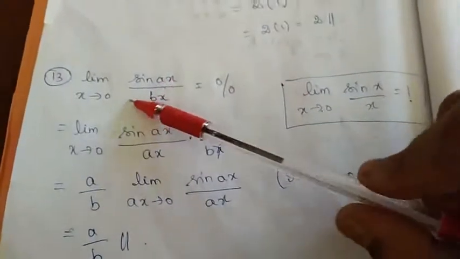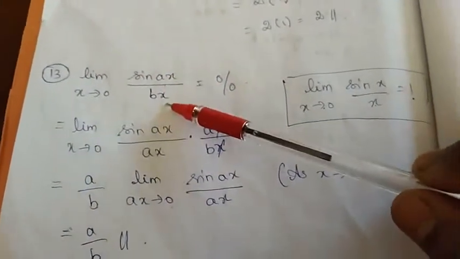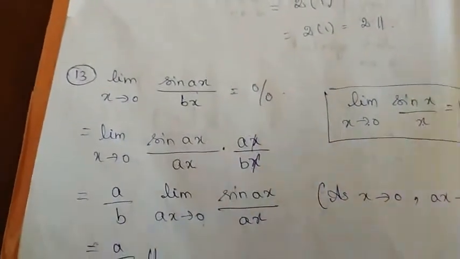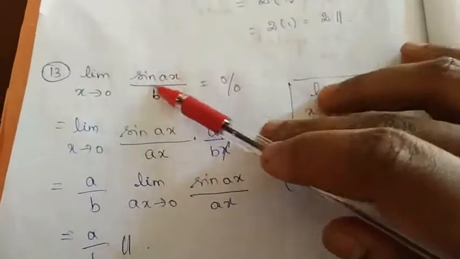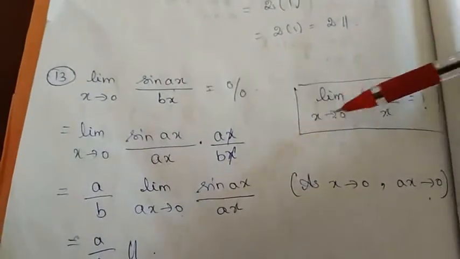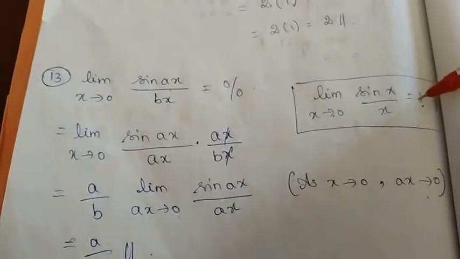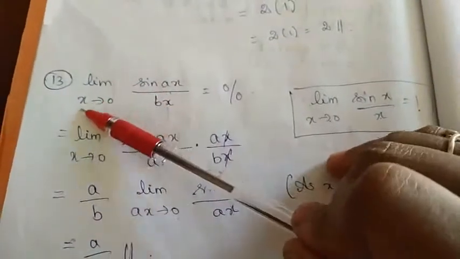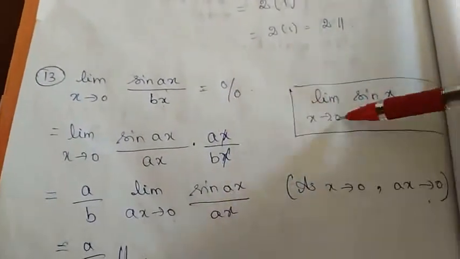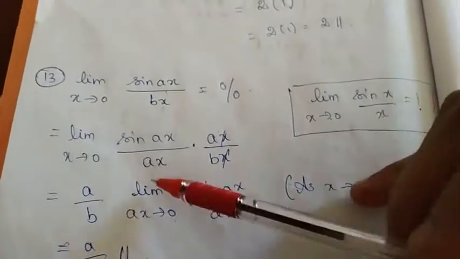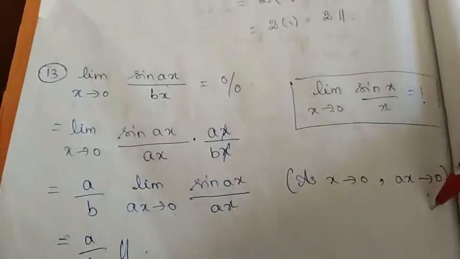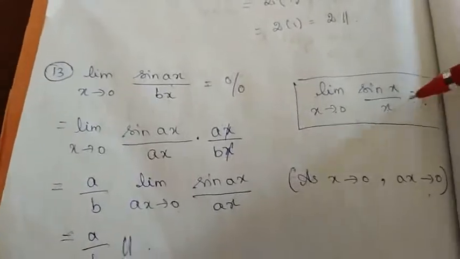See this example now. Limit x tends to 0, sin ax by bx. So again, when we reach 0 by 0 form, you can reduce it further using any of the results. We know the result using the trigonometric function sin x: limit x tends to 0, sin x by x is equal to 1. So here we have limit x tends to 0, sin ax. So in the denominator also we need ax, and that ax only should tend to 0. Then only we can apply this result. So we are going to multiply and divide by ax. As x tends to 0, ax also will tend to 0. You have to mention this if you are going to use this result.